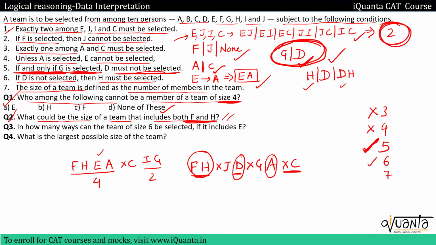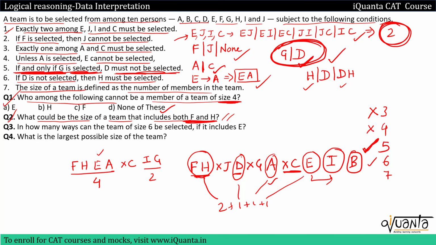I need to make a team of 7. So I'll pick up E, because if A is there, E has to be there. So I have taken E. I can select I as well. It is not making any conflict. We have selected 2 out of EJIC. Only one member remains, that is B. So yes, B will also be selected. So I have selected 2 plus 1 plus 1 plus 1 and these 2. So this is nothing but a team of 7. So yes, a team of 7 is also possible.